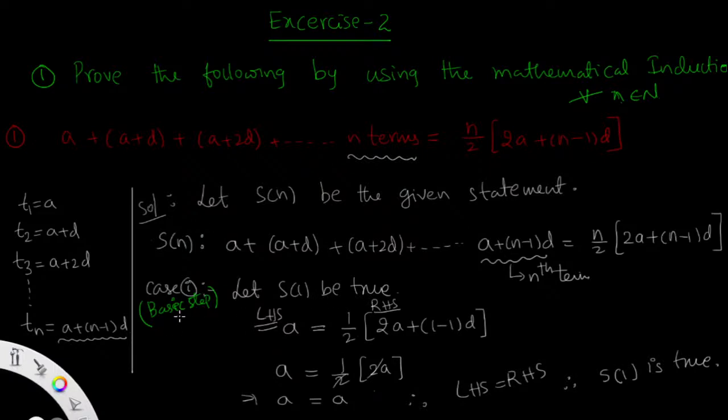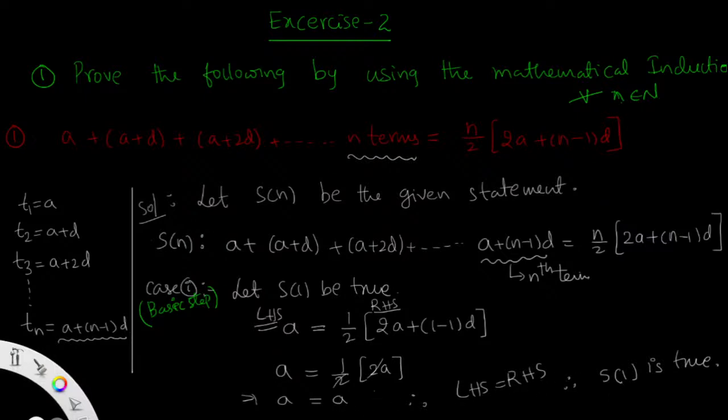The process of the basic step is we have to assume the statement, put n equal to 1, and check whether the statement is true or not. In the place of n, write 1 in the LHS and simultaneously the RHS. So then you can get both sides as a. Therefore, the given statement is true for n equal to 1.